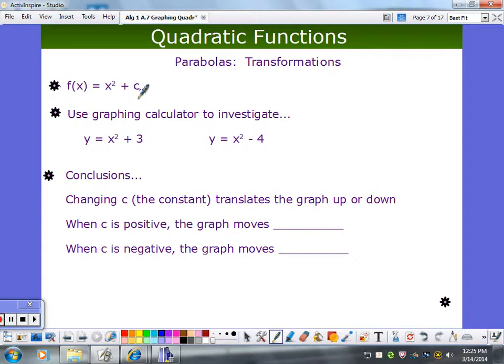So if I change this c, and it's a positive number, I'm adding a number to it. The graph moves up or down when you add something to it. When you see it negative, I'm subtracting. The graph moves down. And these are translations, meaning they're just slides. You're taking x squared and you're just sliding it down.